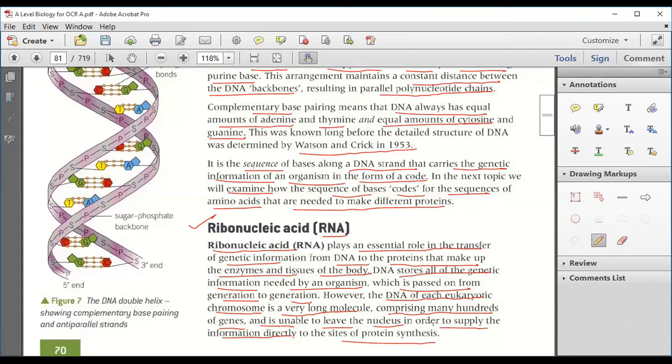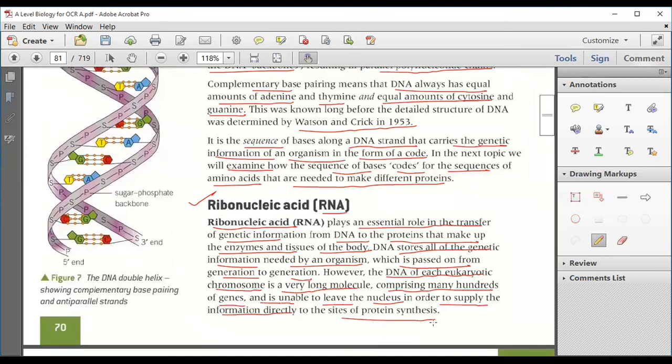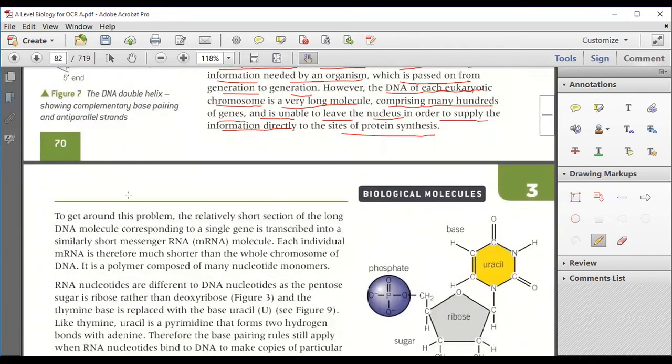Now, as this chromosome is very big, it will be difficult. It comprises hundreds of genes, so it is unable to leave the nucleus to supply the information directly to the site of protein synthesis. Wherever the protein is manufactured, it is difficult to take all the information directly. So to get around this problem, a relatively short section of the long DNA molecule, corresponding to a single gene, is transcribed into a similar short messenger RNA, that is mRNA molecule.